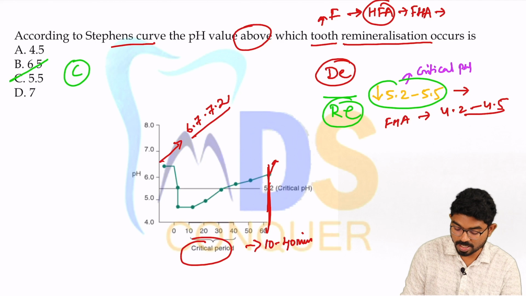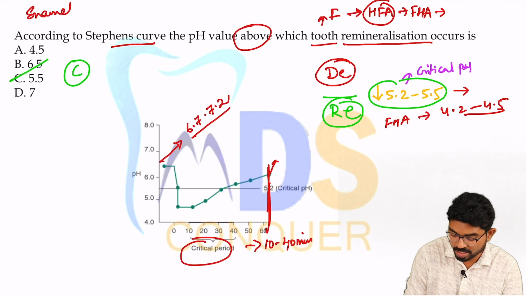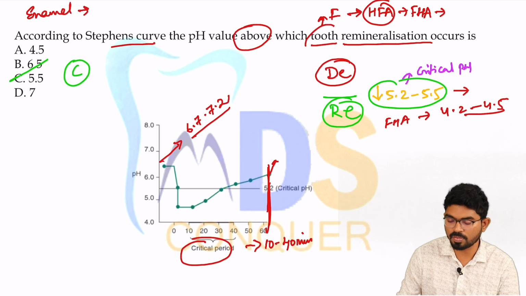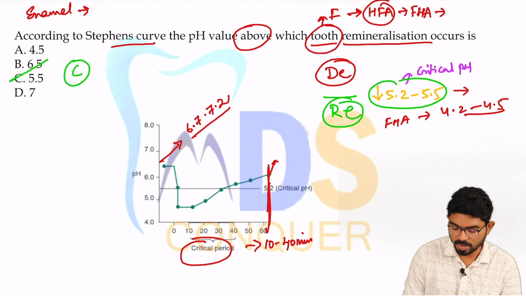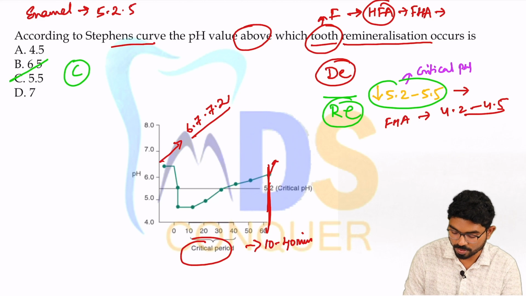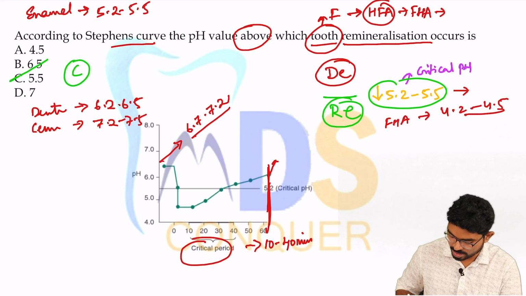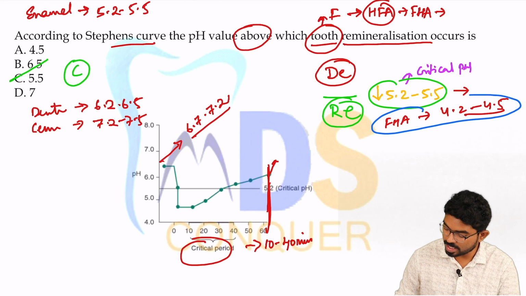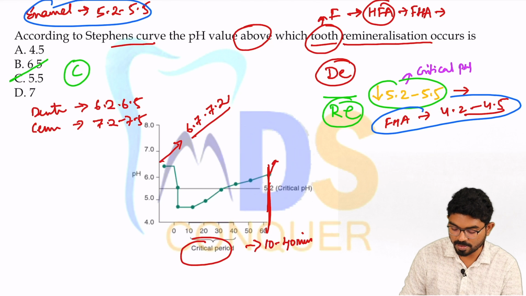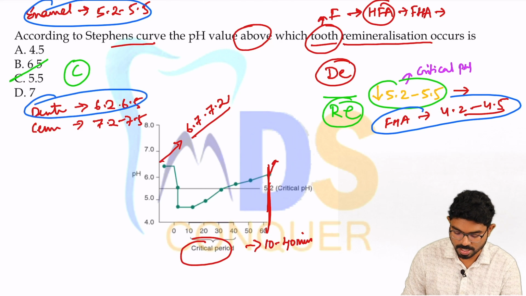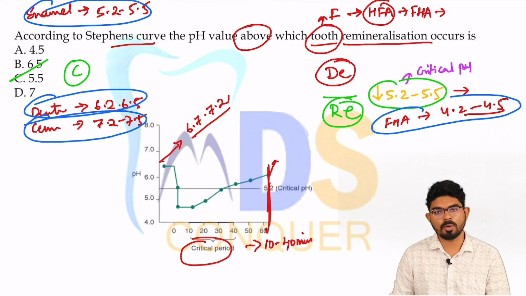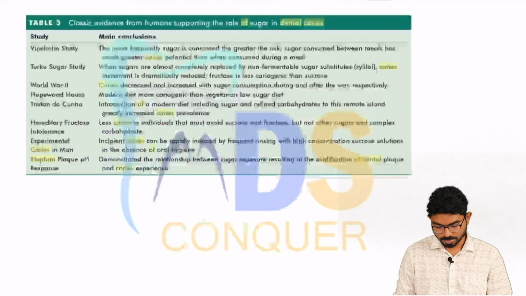So they can ask the critical pH of enamel. Regularly, whenever they don't mention it, the outermost surface of the tooth is enamel, so we consider it as enamel, 5.2 to 5.5. Or when they ask, dentin is 6.2 to 6.5. If they ask, cementum is 7.2 to 7.5. So it's just jumping. Fluoride treated is 4.2 to 4.5, enamel normal is 5.2 to 5.5, dentin is 6.2 to 6.5, cementum is 7.2 to 7.5. It's very easy to remember.